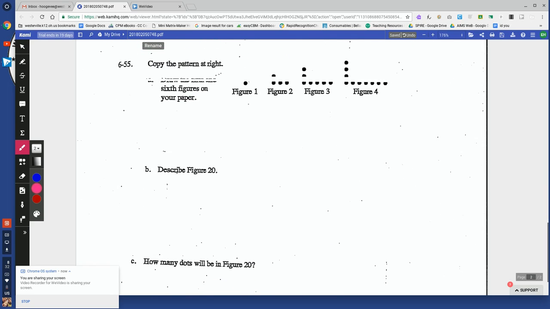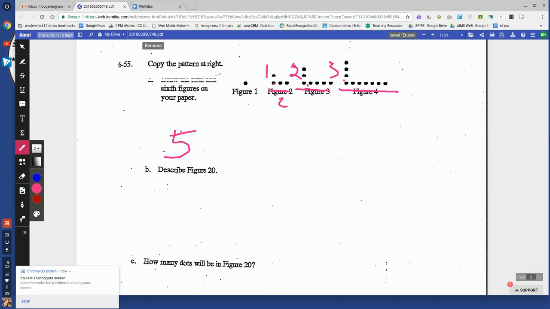Last problem here, copy the pattern. Looks like we start with 1. We add 2 each time and add 1 on top. So again, 3 to 5 to 7. And it goes 1 to 2 to 3, and I'm not counting that dot again. You could count it and say it goes 2, 3, 4. I'm supposed to draw the fifth and sixth figures.